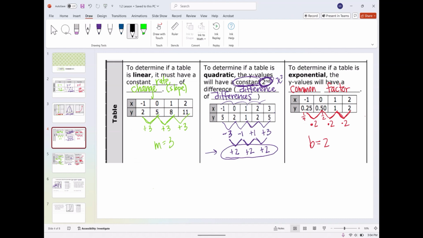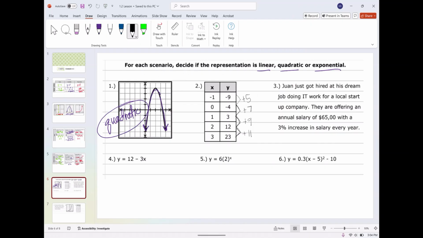So remember, as we talked about with the tables, for a quadratic we want to make sure the second difference is the same number. So if we found the second difference of these, 5 to 7, there's a +2. 7 to 9, +2. Well, that tells us that the second difference is the same, so that is going to be quadratic.